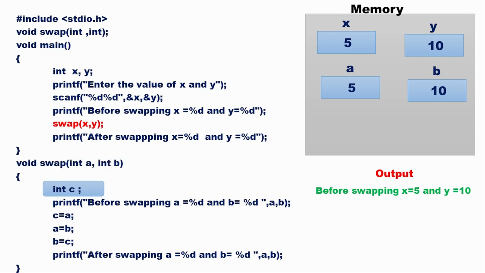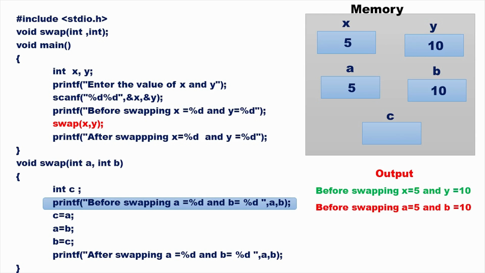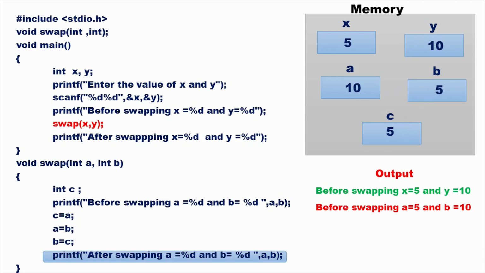Create another variable with name c. Print the value of a and b. We will get the output before swapping: a equal to 5 and b equal to 10. c equal to a, c becomes 5. a equal to b, a becomes 10. b equal to c, b becomes 5. Print the value of a and b. After swapping, a is 10 and b is 5. We have swapped the values of a and b.